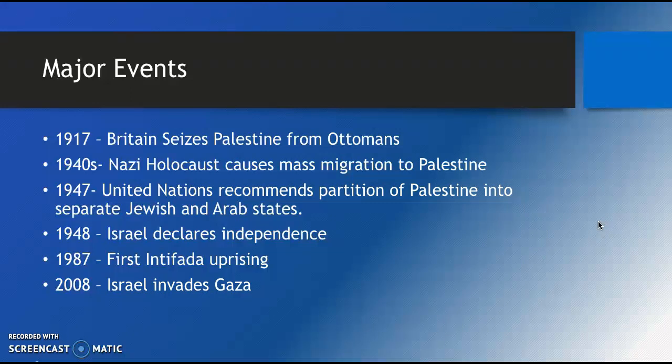In 1987, the first Intifada uprising occurs, which is basically the Arabs that were inside of Israel were fed up and they revolted against their rule. They wanted their land back. It was a struggle for independence. In 2008, Israel invades Gaza, and I will go into that a little bit more in the next slide.